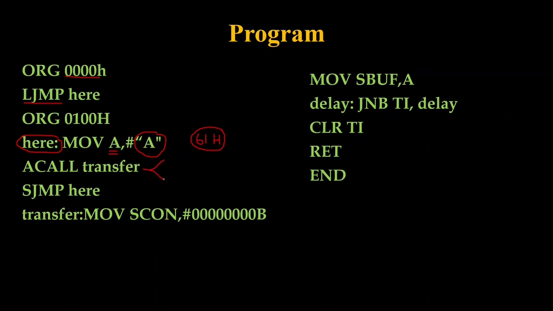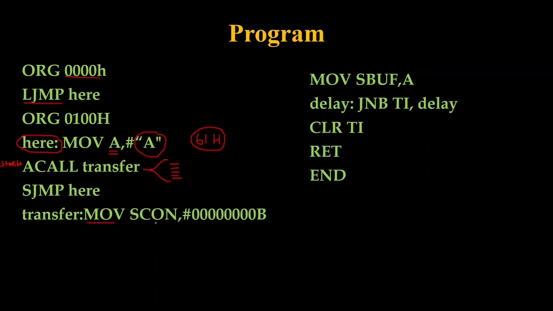We have already seen what ACALL is, right? So this is going to jump to an interrupt service routine. The memory location of this instruction is going to be moved inside your stack, and after that you are going to jump to this transfer. So it acts as an interrupt service routine, and your interrupt service routine is going to start from here, transfer, right?